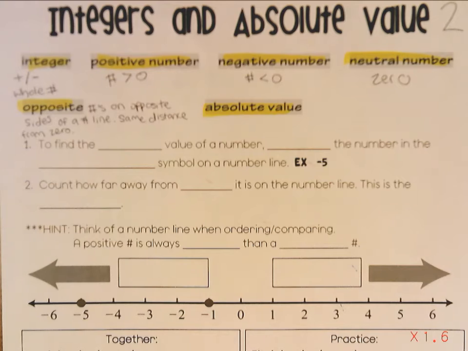Okay, on opposite sides of the number line, but they're the same distance from 0. So for example, you might have 2 and negative 2. Those are opposites. 7 and negative 7 are opposites.